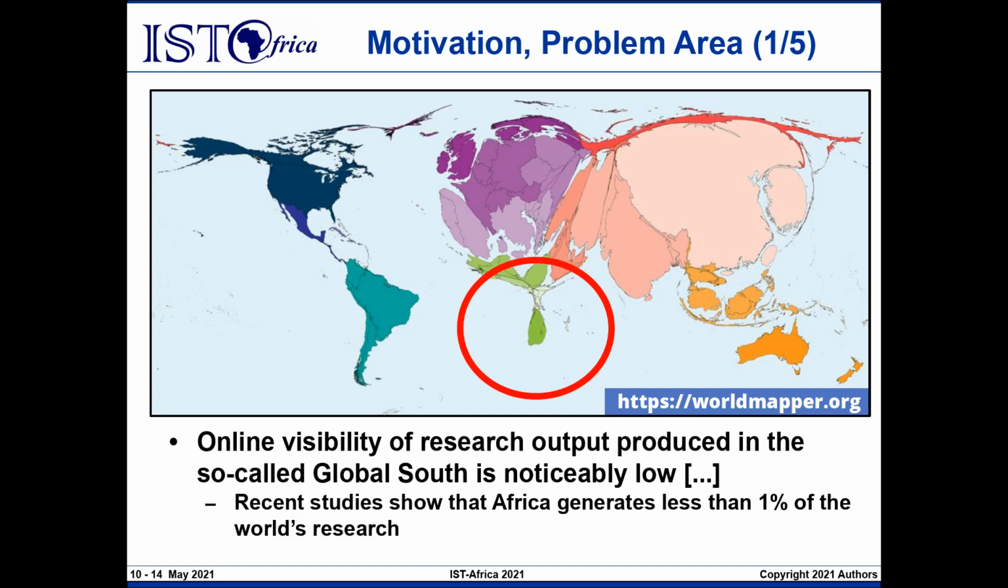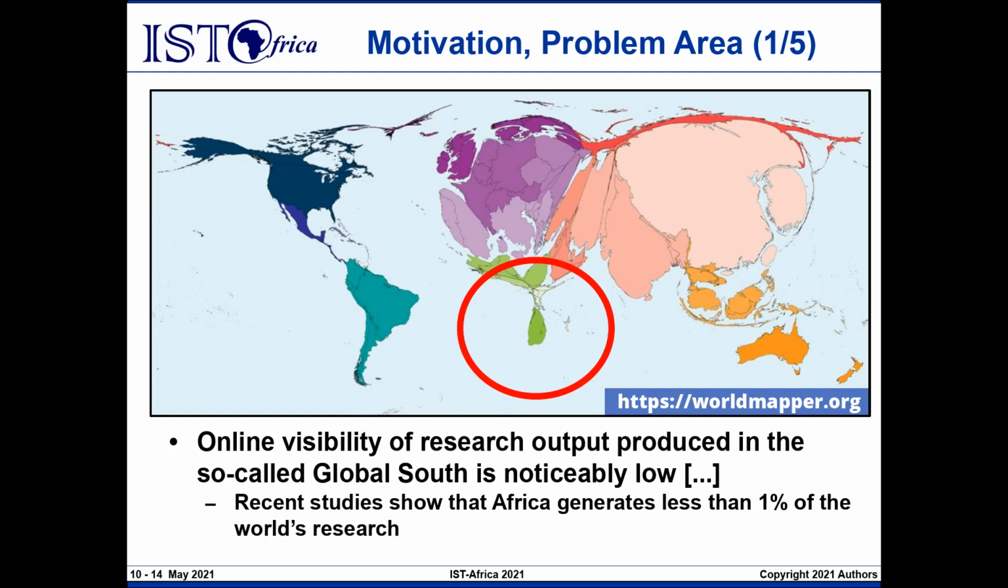So if you look at visualizations produced by entities such as World Mapper, you notice that the situation is really bad. This particular visualization showcases research output published between 2010 all the way up to 2017, I believe. And so you notice that the situation is quite bad, really. There's a noticeably low research output seemingly originating from the African continent.